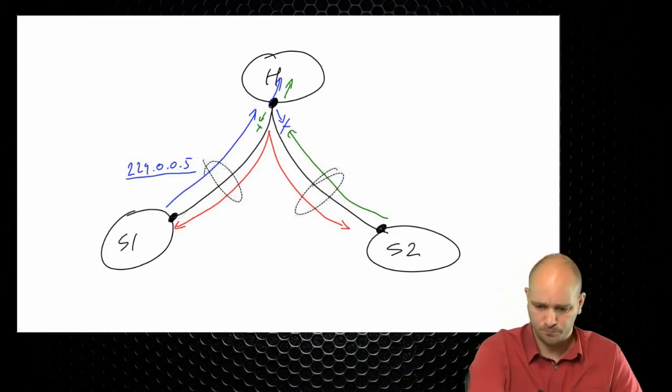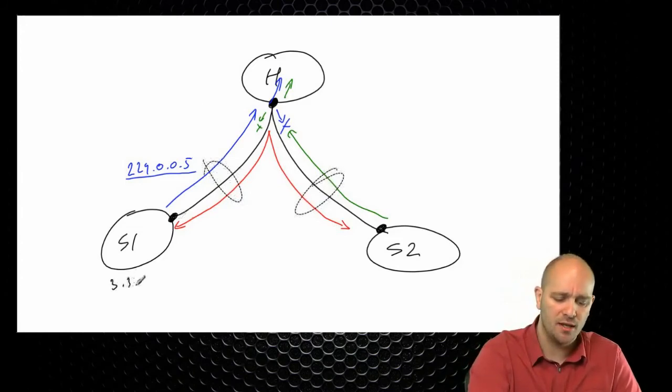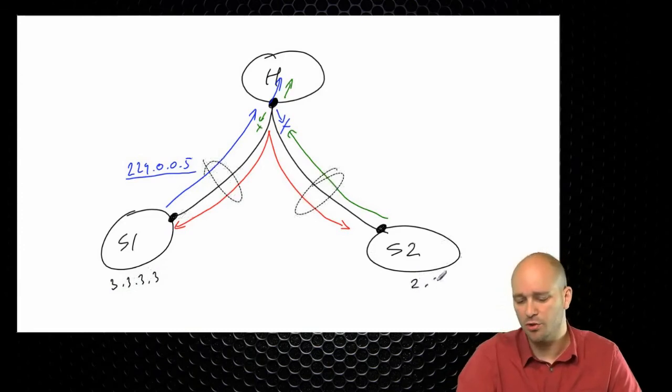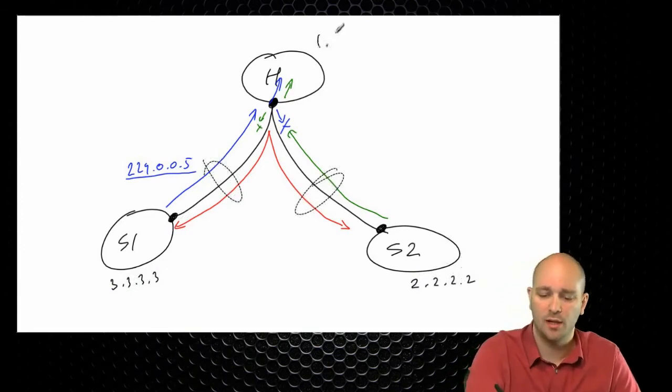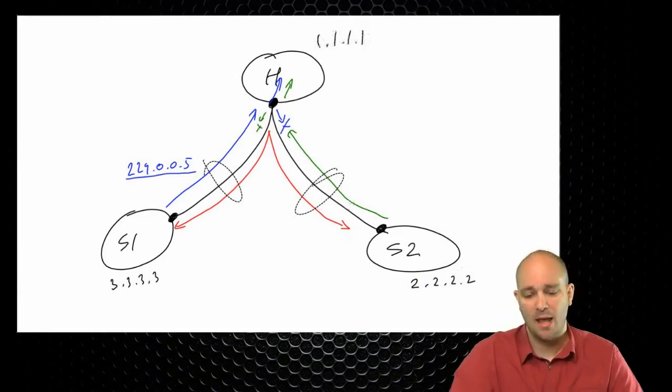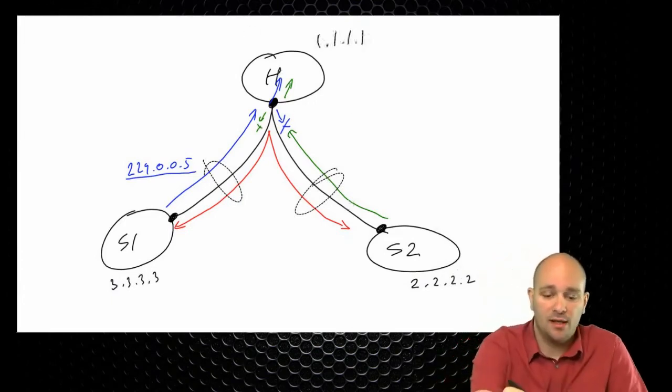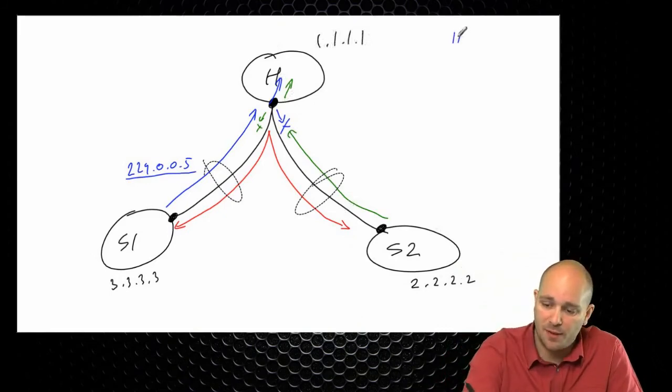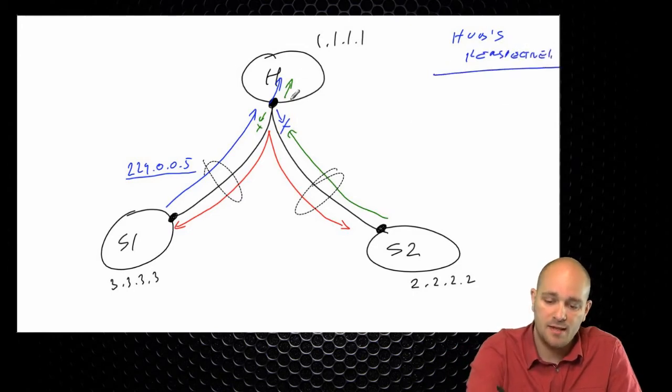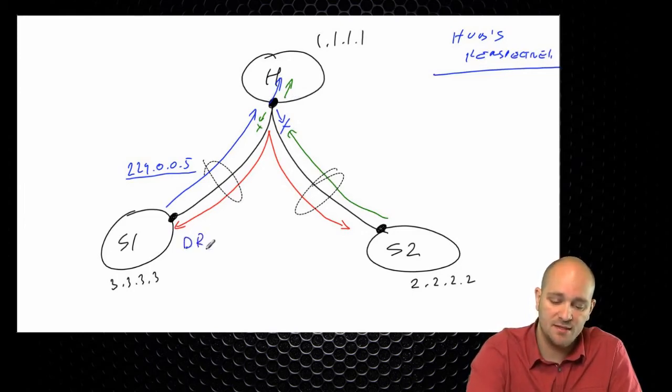Now, let's say that the router ID here was 3.3.3.3, that here was 2.2.2.2, and that here we had 1.1.1.1. What's going to happen here, and this is from the hub's perspective, is that the hub is going to think that on this segment, this is the DR, and that spoke 2 is the BDR. And it's going to think that it's DR other.